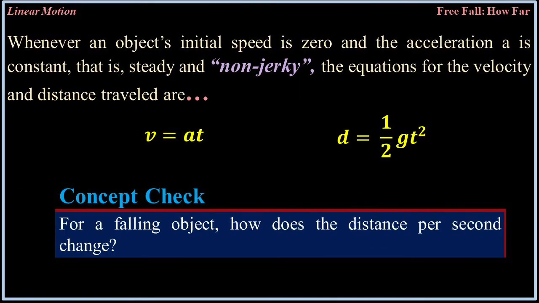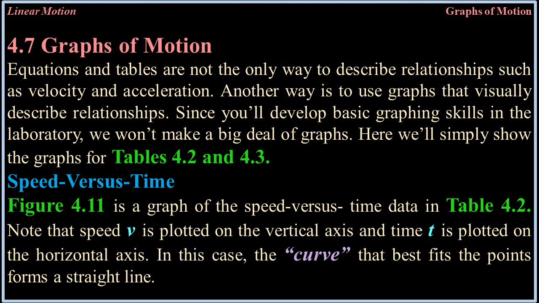Whenever an object's initial speed is 0 and the acceleration a is constant, that is, steady and non-jerky, the equations for the acceleration and distance traveled are v equals a t and d equals 1/2 g t squared, where g could be a, but that's for a freely falling object. For a freely falling object, how does the distance per second change?